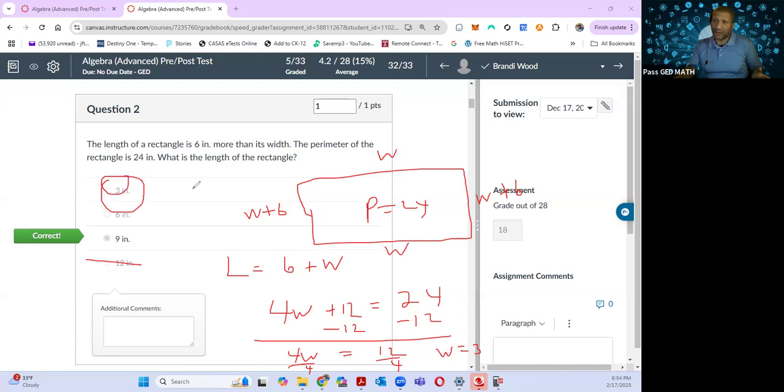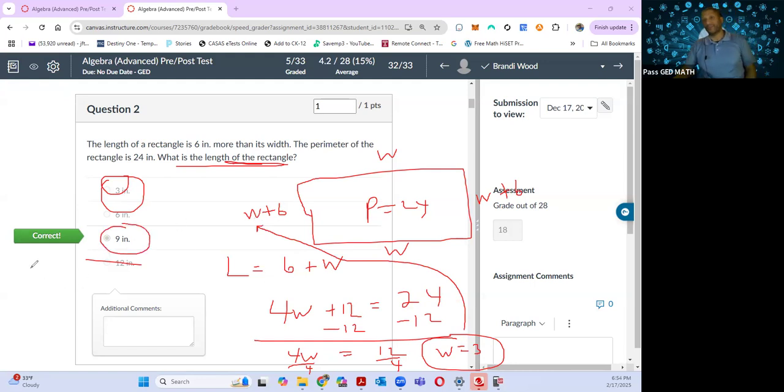Now that answer is here, but they're not asking for the width. We solved for the width. They're solving for the length. So we've got to take that W, plug it back into there. 3 plus 6 is 9. This problem, or a similar problem to this, you will see.